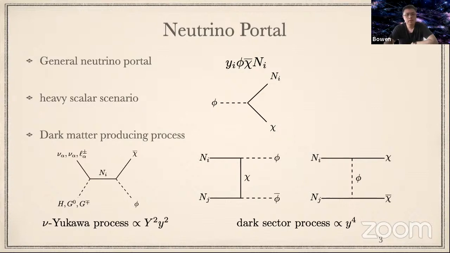The other two processes are called dark sector processes. They are the scattering between two right-handed neutrinos into two dark scalars or two dark fermions, and the amplitudes of these processes are proportional to small y to the power 4. As we are interested in the connection between neutrino physics and dark matter, we are more interested in the first diagram, the neutrino Yukawa process, as the dark sector processes are totally determined by the portal coupling.